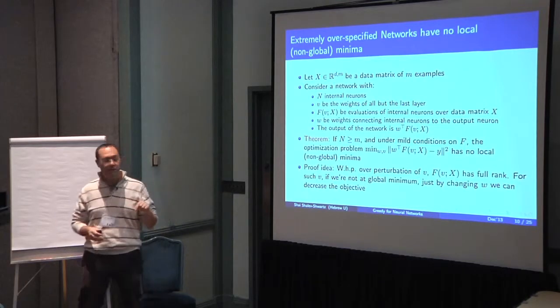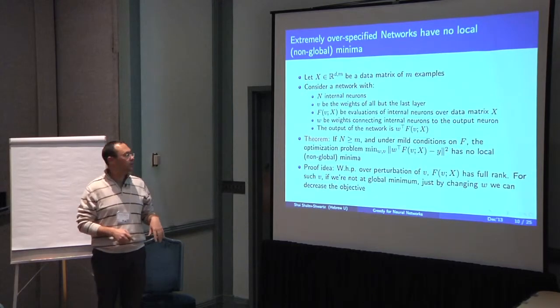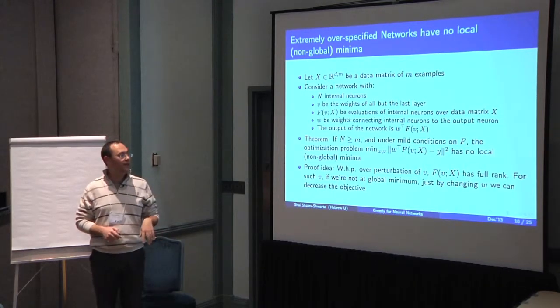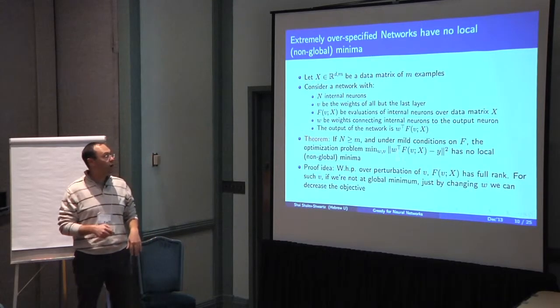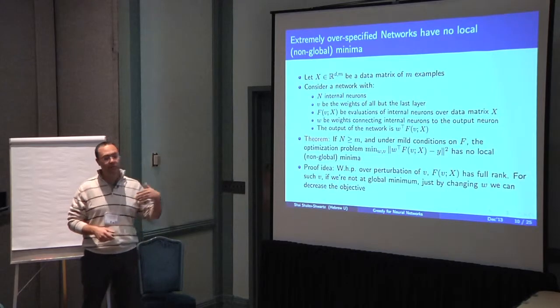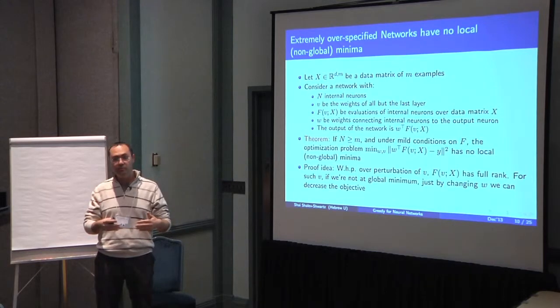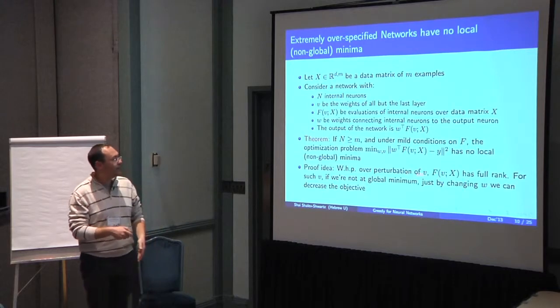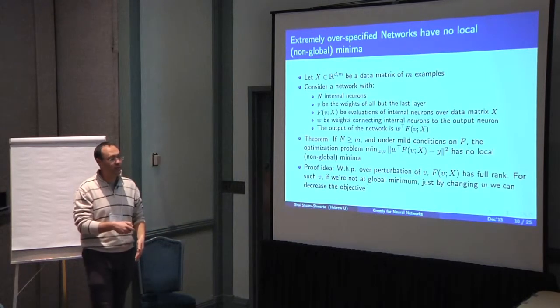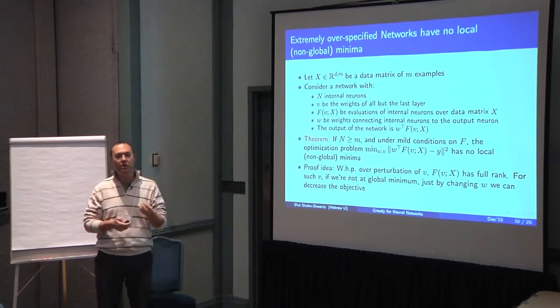The idea of the proof is that with high probability over perturbations of the weights V, the matrix F_V(X) has full rank. Once this matrix has full rank, you can optimize just over W and decrease the objective, meaning that if you are not in the global optimum, you have a way to continue going down. And since this is with high probability over perturbation of V, the points which are local minima are of zero mass.